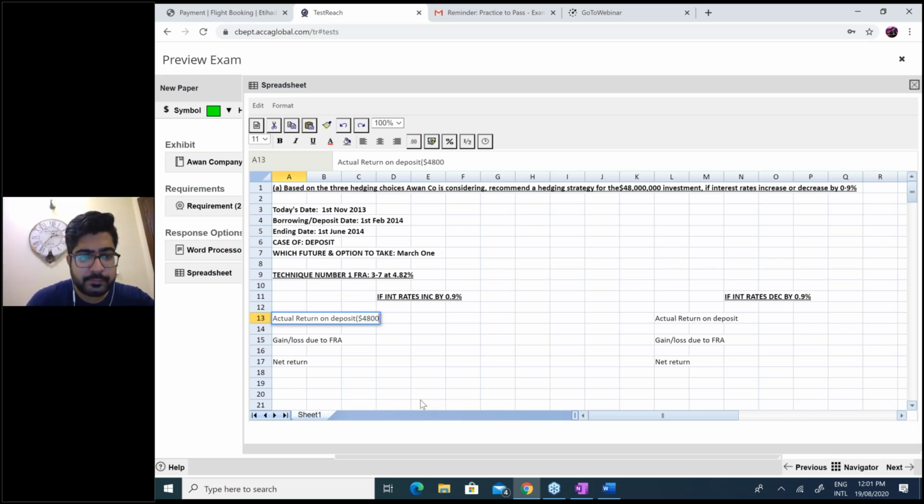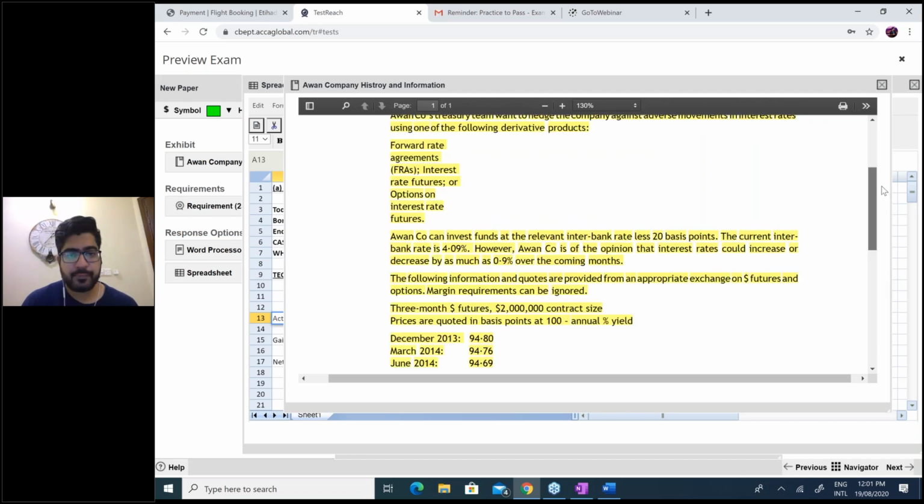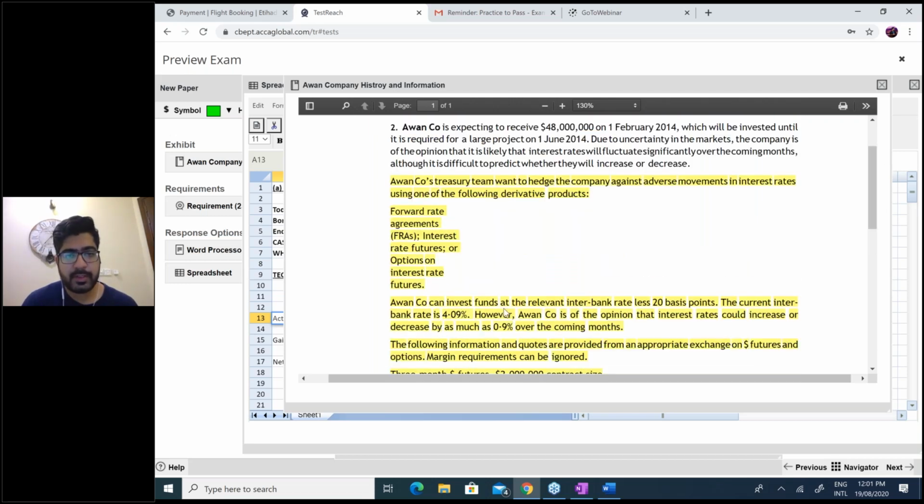$48 million. Amount is 48 million into the rate of interest, the actual rate. What is the actual interest rate? The question states we can invest funds at interbank rate less 20 basis points.